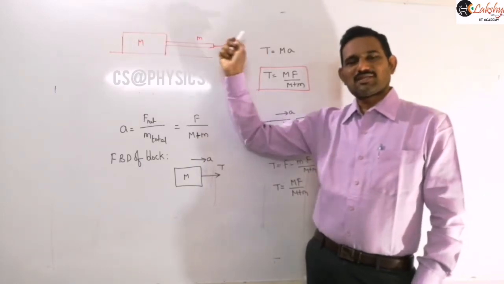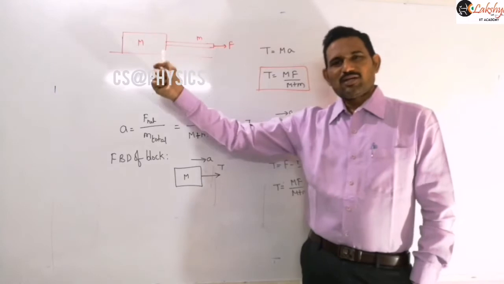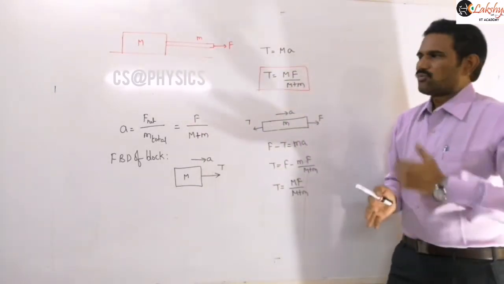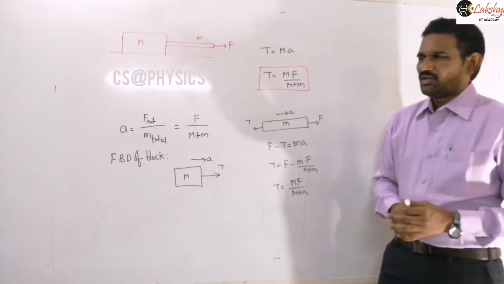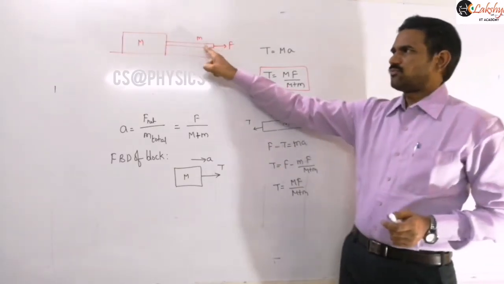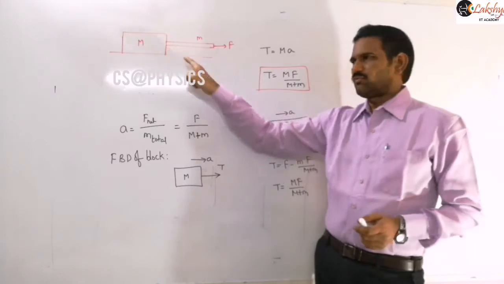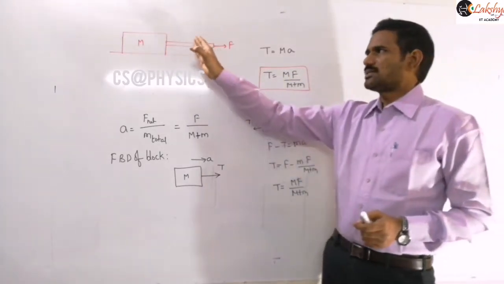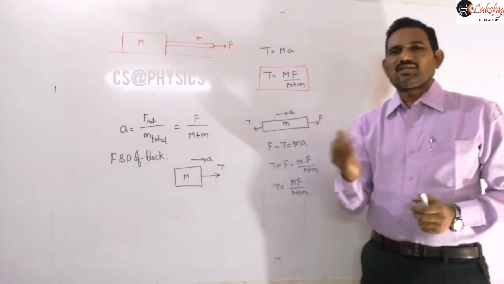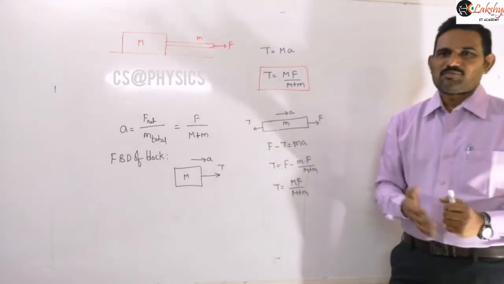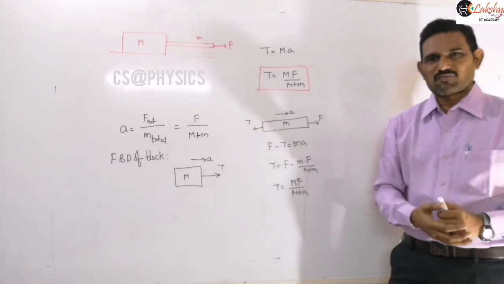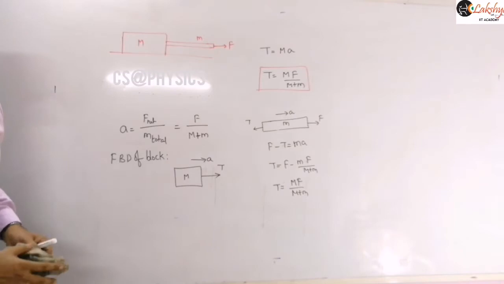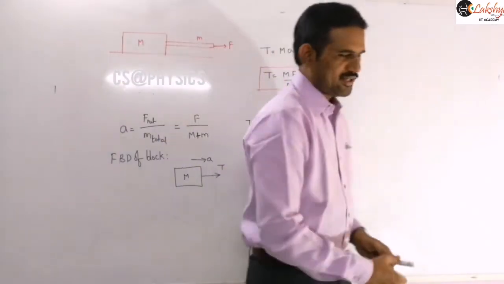If the string is massless, at any point in that string the force will be equal to F only. But when it has mass, and you are applying a force F, the force here is not equal to F. That force is nothing but m into F by m plus m. Even if you consider different points of the string, you will get different tensions there. That means the tension is different at different points of the string, right?